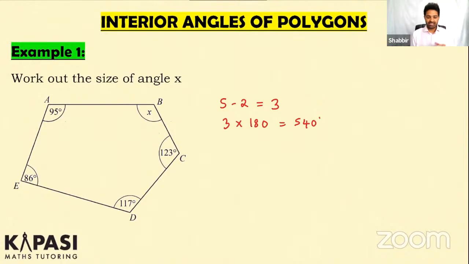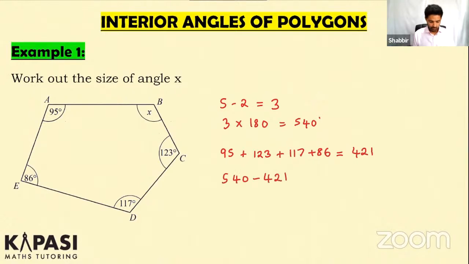Now remember what I said. That is what they should all add up to, the sum of the interior angles. So all I now need to do is add all of these up, see what they make, and then take it away from 540. So 95 plus 123 plus 117 plus 86, I'm just going to do this on a calculator, equals 421. So the total 540 take away 421 equals 119 degrees. So X equals 119 degrees.